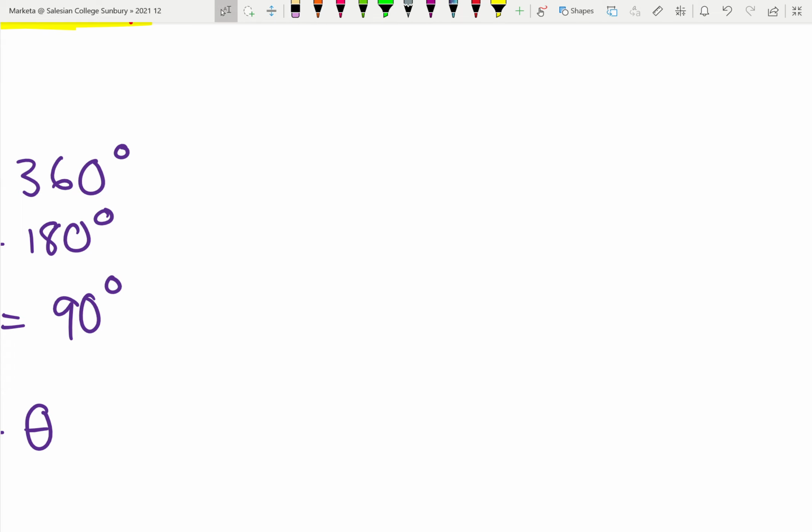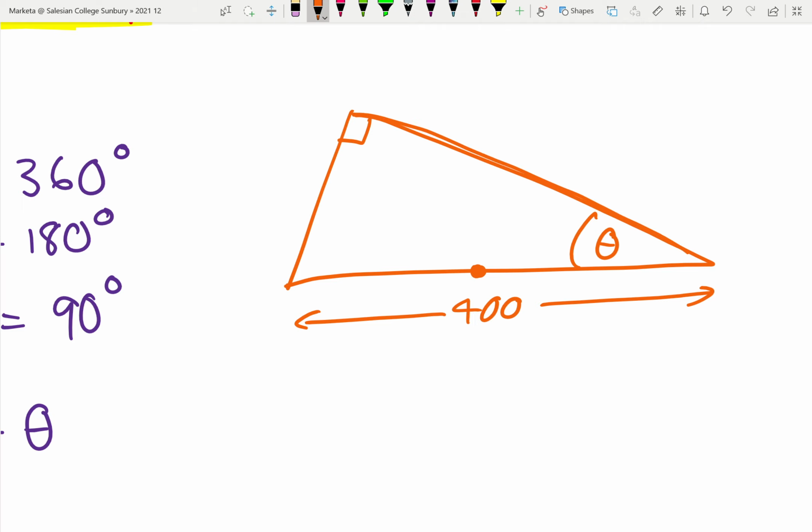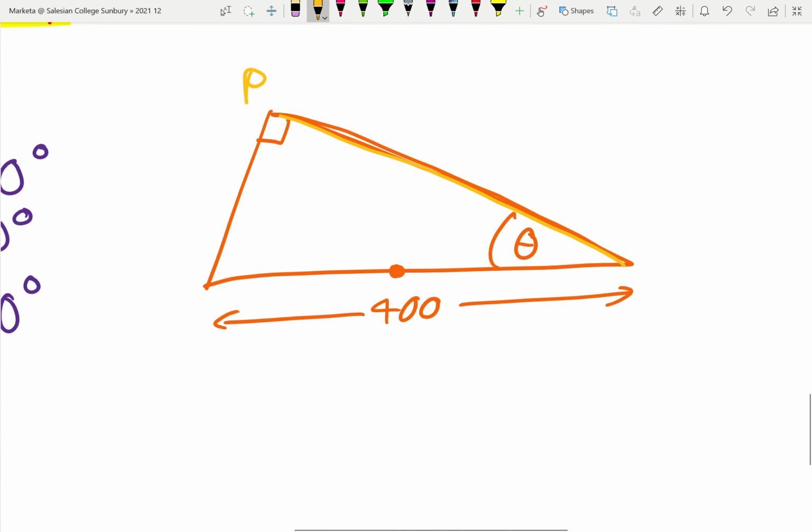I'm going to take it over here and redraw the triangle. And this is our right angle. Here's theta. And then remember that the middle of the circle is somewhere there in the middle, and it's 200 on each side. So this is 400 altogether. We're trying to find this distance here. We need the time taken to complete the distance PN. So I'm going to label P and N in there. Well, let's work that out.